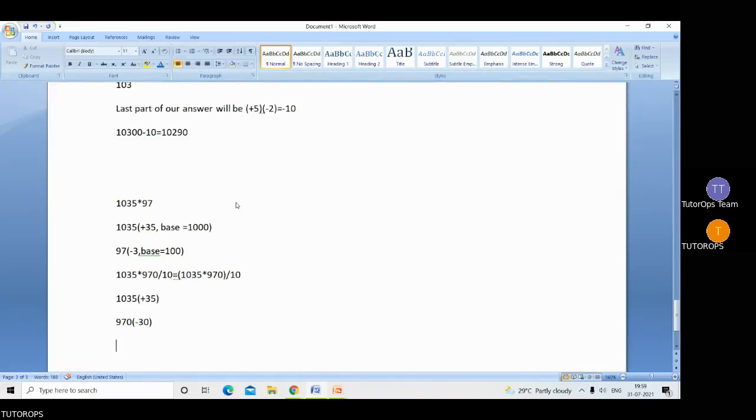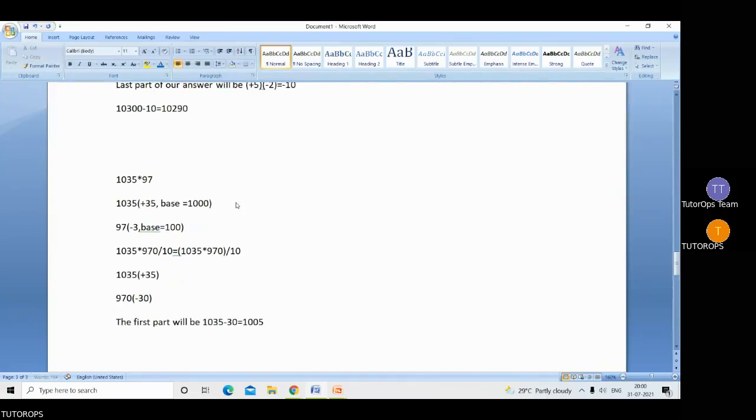Now the first part will be 1035 minus 30, which results in 1005. And the second part will be 970 plus 35. Remember one thing, that we need to add the surplus and subtract the deficiency. So 1005 will be there. The similar answer we will get, because we know that the similar answer is very common.